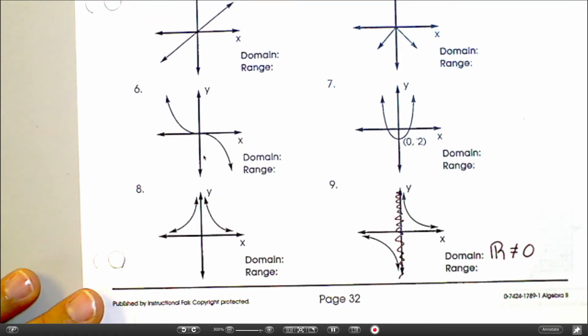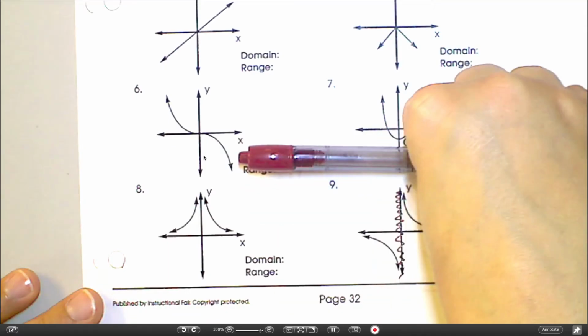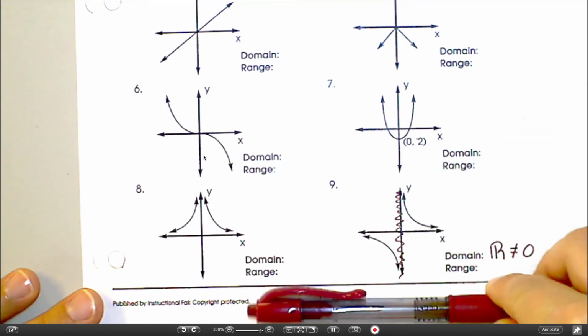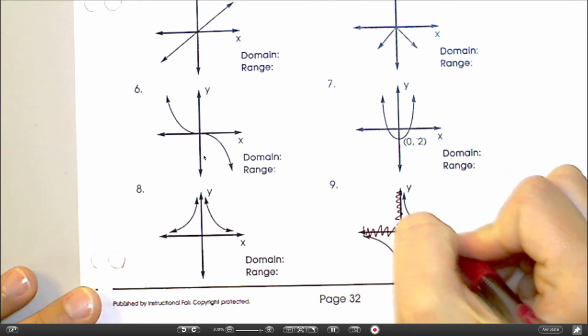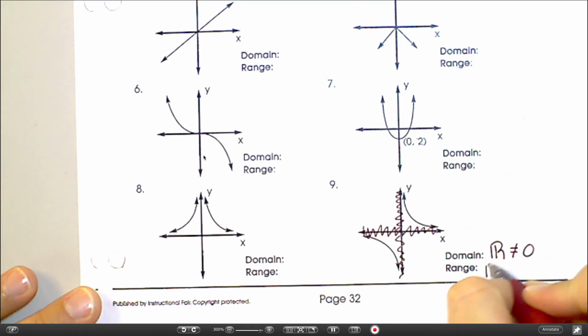Up and down? Yeah, you're going to hit. Same thing. All real numbers except 0. Because again, I have that issue. I can hit everything above and everything below, but I have a gap right here in the middle. Okay? So I'm not going to hit 0. And so my range would be all reals except 0.